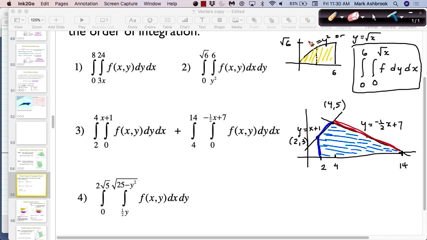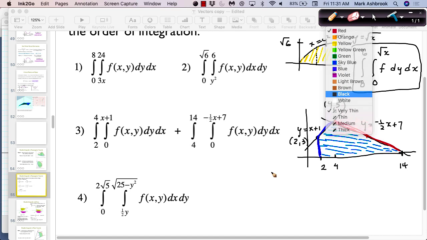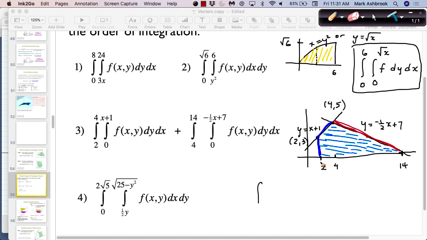Okay, so when y goes from 0, so that's the outside, right? When y goes from 0 to 3, what is the left and what is the right? The left is, so now I'm in 2 to whatever this is as an x value. So when we're between y equals 0 and 3, the left side is x equals 2.